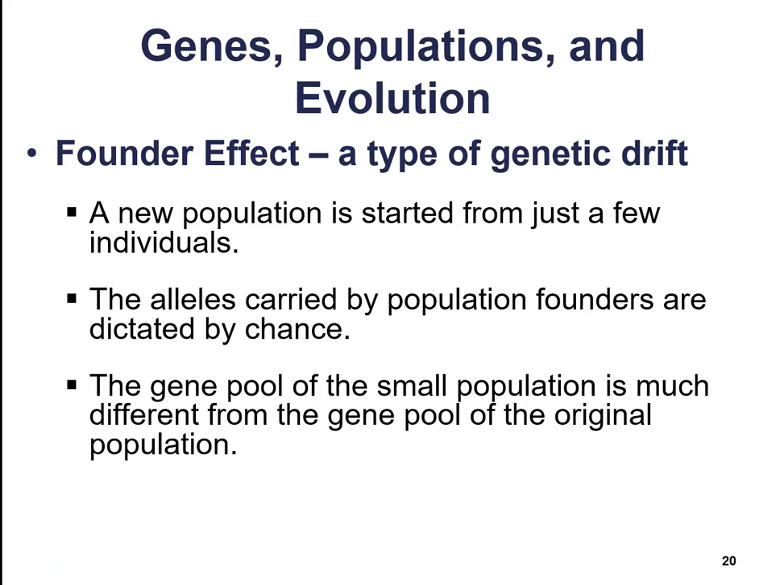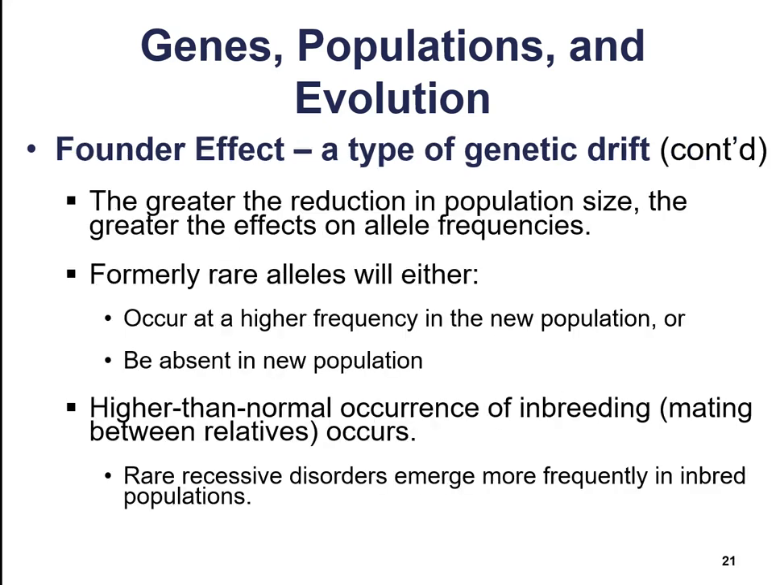Founder effect is, again, a type of genetic drift where a new population is started from a few individuals. So it's not a natural disaster wiping anyone out. It's a few new individuals that move and start a new population. The only alleles that start that new population are the ones carried by those few individuals, those founders. And so that small population's gene pool is going to be much different from the gene pool of the larger original population, okay?